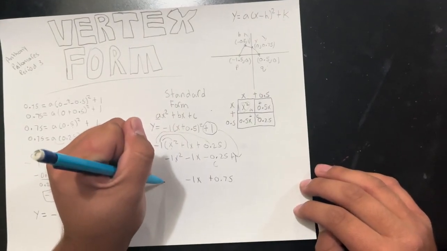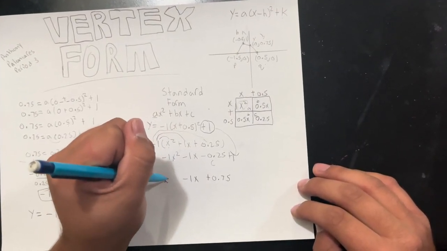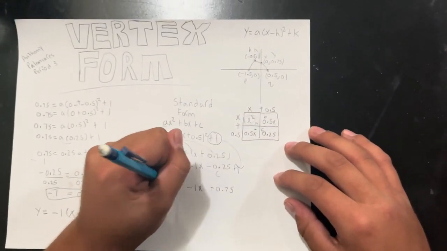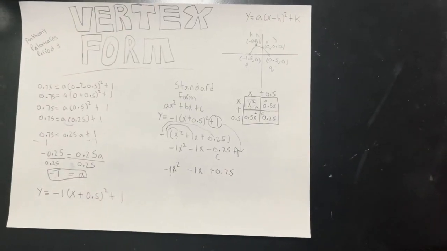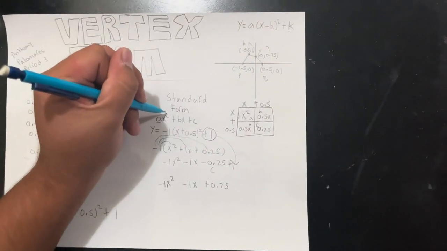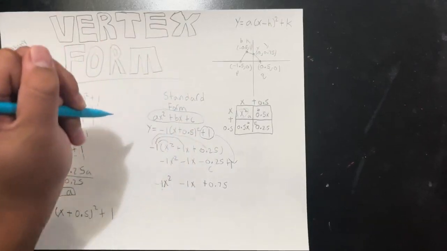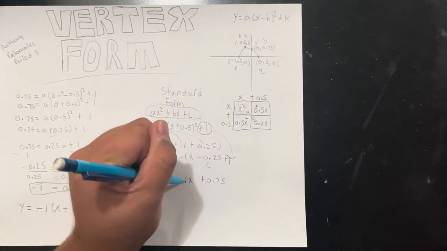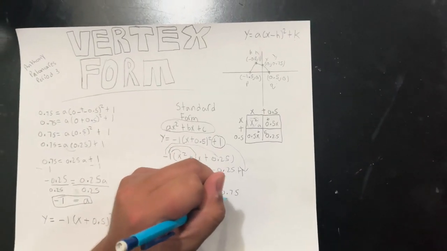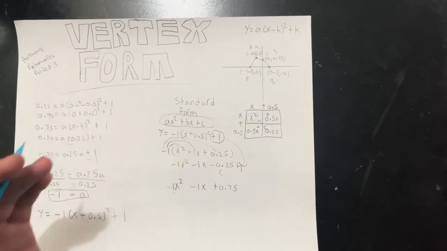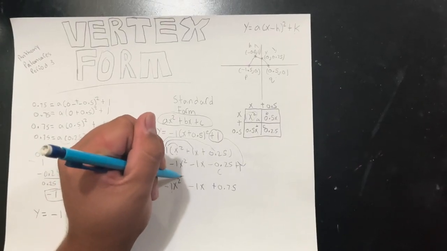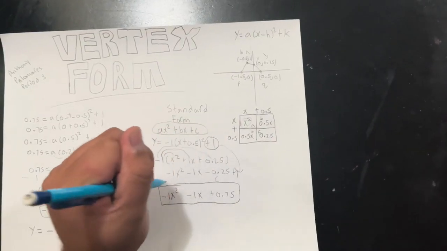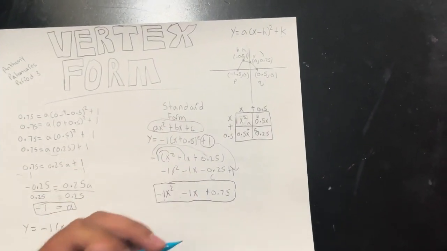Negative 1x squared, minus 1x, plus 0.75. So does this look familiar? Well, yes it does, because it looks like our standard form up here: ax squared plus bx plus c. And yeah, this is pretty much our answer. And congratulations, we have successfully made it out of the storm with 1 HP left.